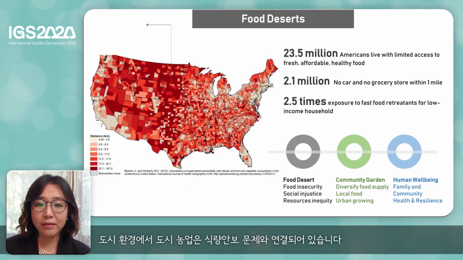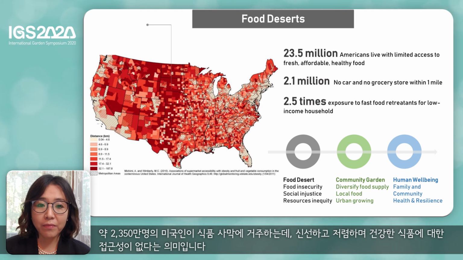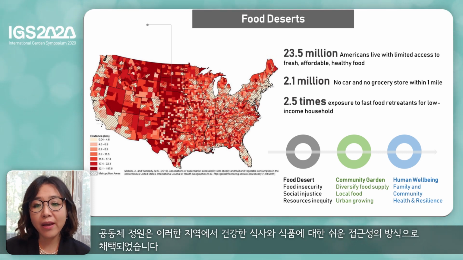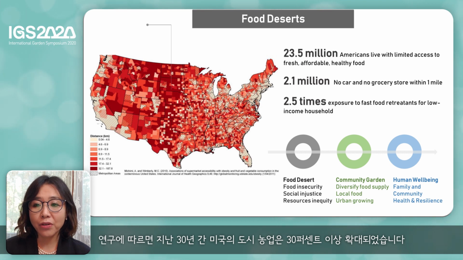In urban context, urban agriculture ties in with food security issues. About 23.5 million Americans live in food deserts, meaning that they don't have access to fresh, affordable, and healthy food. And community gardens have been adopted in these areas as a way of healthy eating and easy access to food. And research shows that urban agriculture has expanded by more than 30% over the past 30 years in the US.